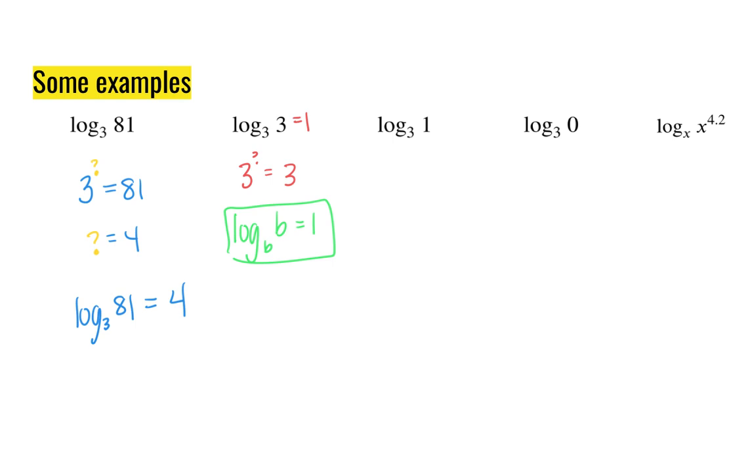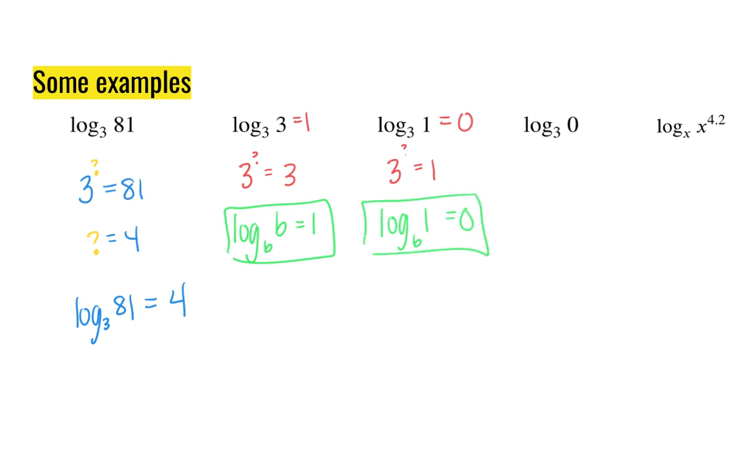Okay, let's move forward to the next expression. 3 to some exponent equals 1. Well, the only exponent that does that is 0. So we have another rule here. A log with a base of something of 1 is always going to be equal to 0.